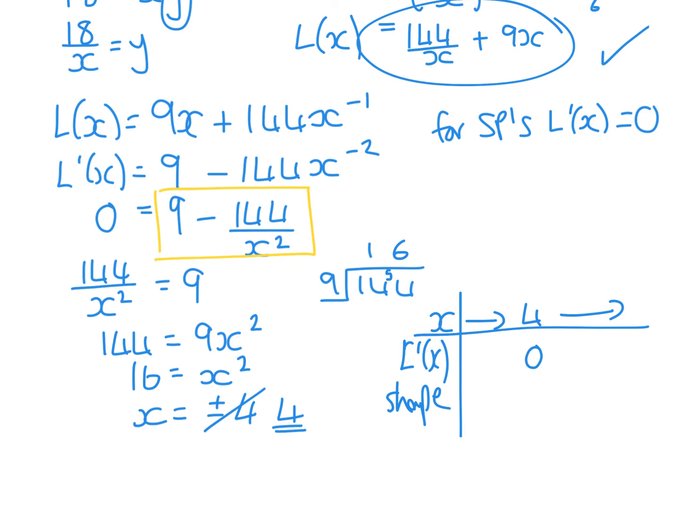So let's pick a number less than 4. Oh, let's just go easy. Let's go with 1. And a number bigger than 4, let's go with 10. So a number less than 4, we've said 1. So that would just be 9 take away 144 over 1. So 9 take 144 is definitely negative. I think you'd be able to see that.